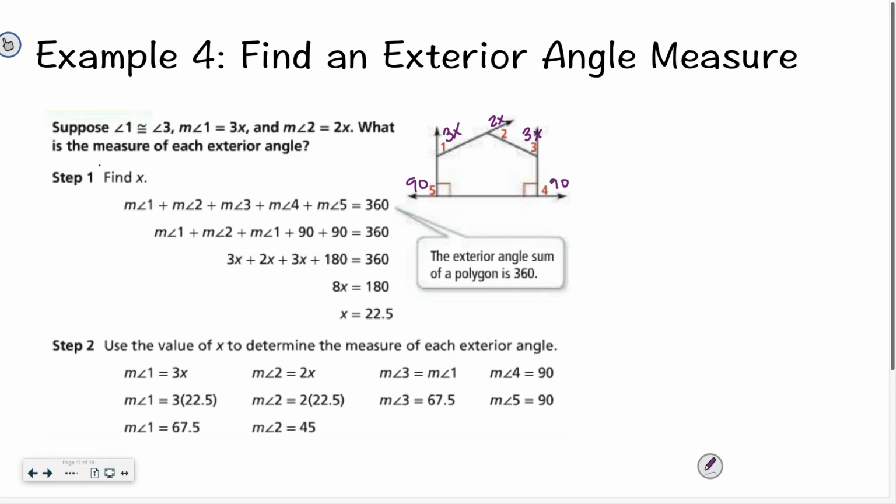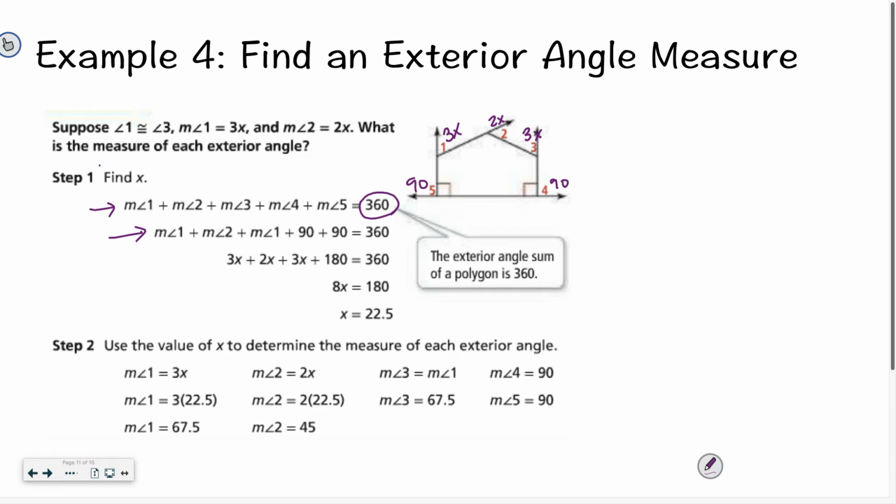So if I add all of my measures together, they're all of the exterior angles, right? So they have to equal 360. So I'm still going to use that to solve. It's just not my final answer. Then I'm going to start plugging things in.